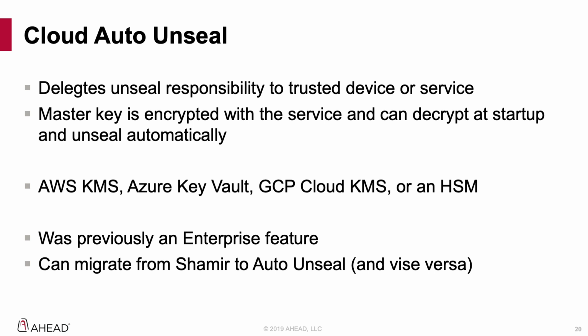Again, as I mentioned, it was previously an enterprise feature and was moved to open source in version 1.0. It was actually announced at HashiCorp in October, I think, and 1.0 came out somewhere around December maybe. So you can migrate from the Shamir sharing algorithm to Auto Unseal and vice versa. I don't know why you would want to go backwards, but if you have an existing Vault cluster that was using the Shamir sharing algorithm before, you can migrate to Auto Unseal and take advantage of that now.